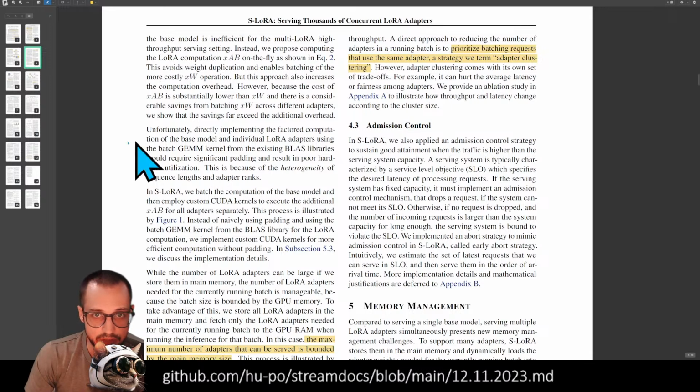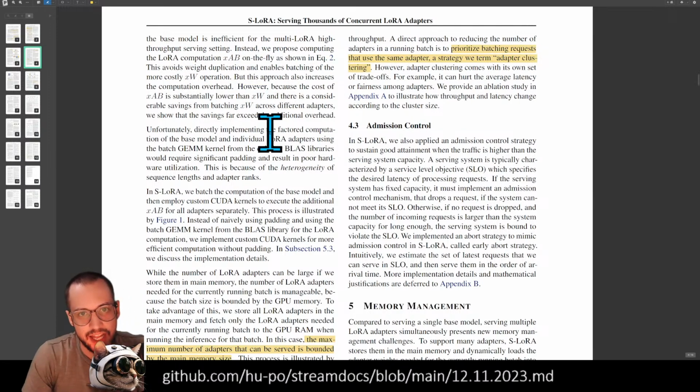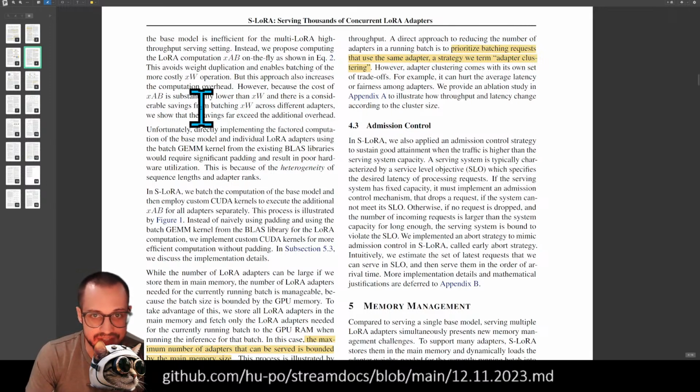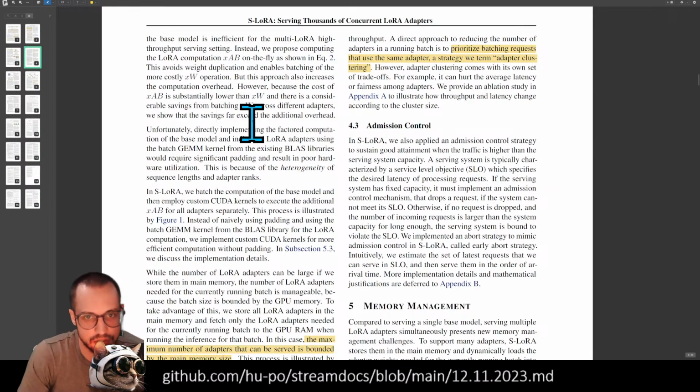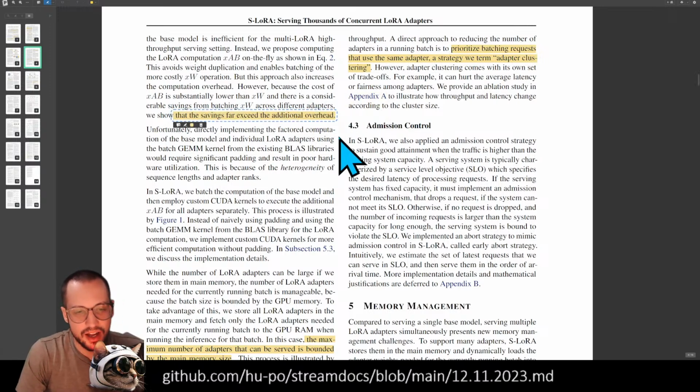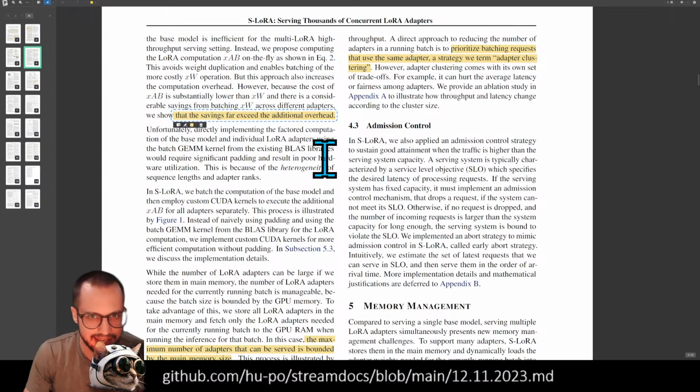Base model is inefficient for the multi-LoRA high throughput. This avoids weight duplication and enables batching of the more costly XW operation. However, because the cost of XAB is substantially lower than XW and there's a considerable amount of savings from batching XW across different adapters, we show that savings far exceed the additional overhead. Right? So it's kind of a non-intuitive solution. A lot of these CUDA kernels basically come down to that, where you realize, hey, rather than doing this 10 times and then this, why don't we do this once and then we only have to do that other thing once, right?